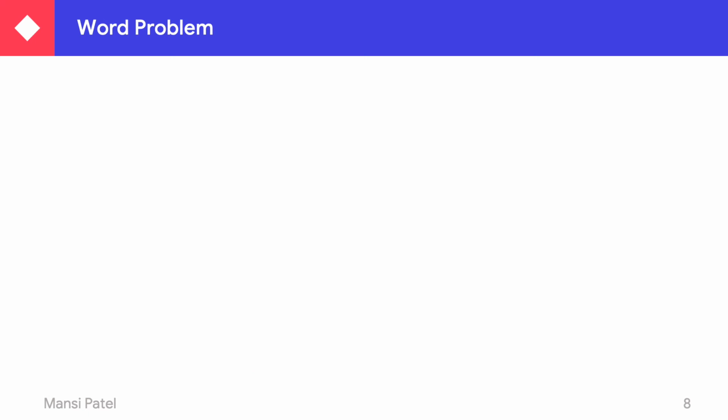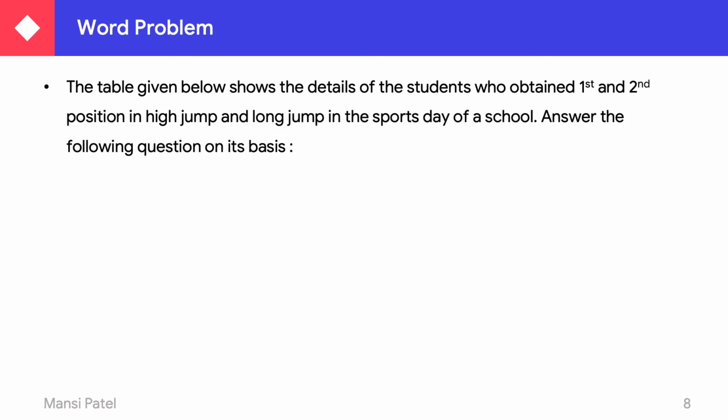Let us see one another. In this I am giving one table to you. The table given below shows the details of the students who obtained first and second position in high jump and in the long jump in a sports day of a school. Answer the following questions on its basis.